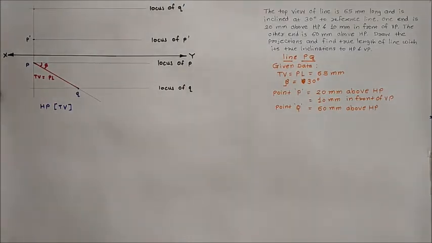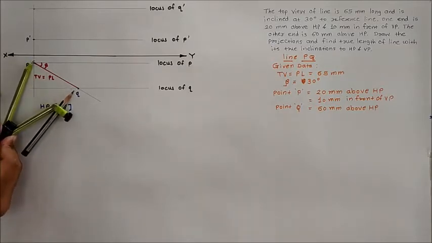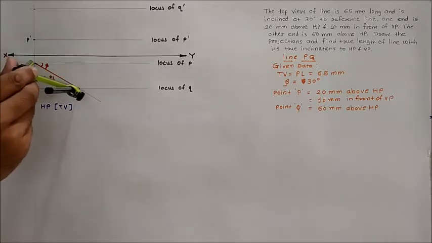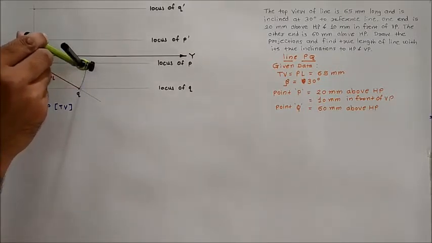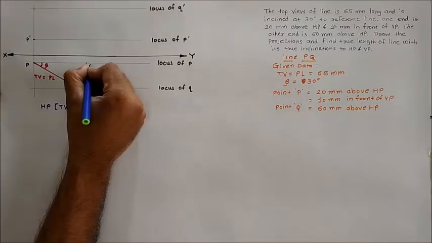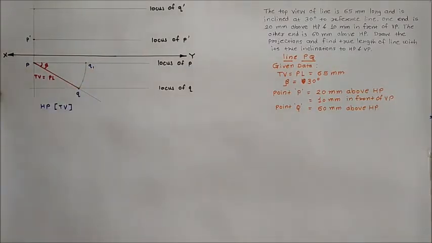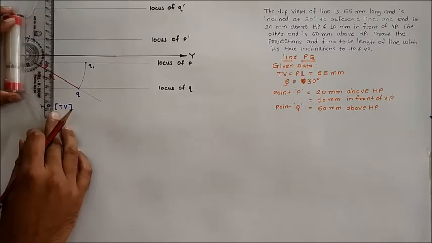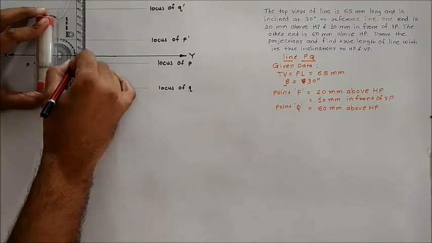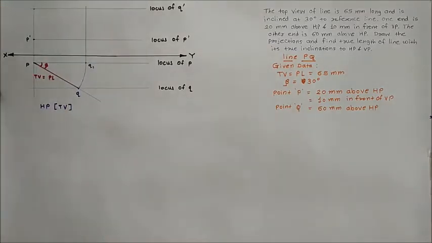So at first, take the distance P to Q in your compass. Keep your compass at point P and rotate point Q till it meets the locus of point P. Give the nomenclature to that point as Q1. Then from point Q1, draw a projection line perpendicular to the XY till it meets the locus of Q dash.